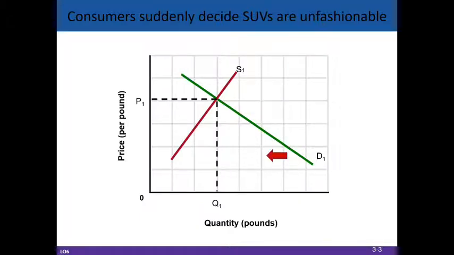Since now SUVs are unfashionable, demand will decrease. That is a leftward shift. When we have a new demand, we have a new equilibrium in the market. At the new equilibrium, the price is P2, quantity is Q2.